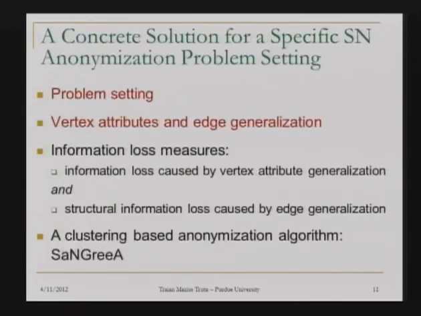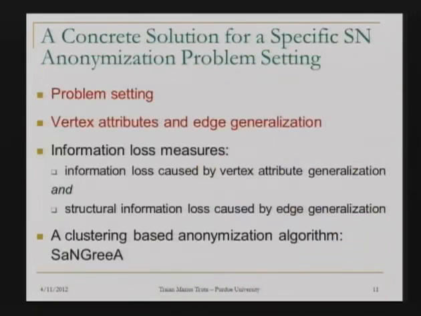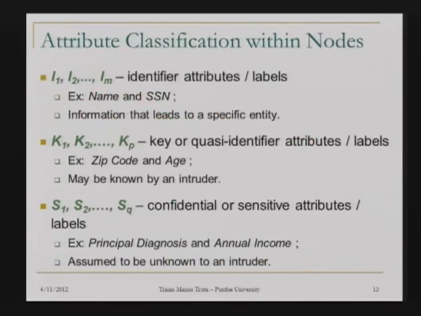And this is exactly the previous example. You see the zip code is modified, age values are also modified, gender values are also modified through methods which are called in general generalization and suppression. And then the last category of attributes are confidential or sensitive attributes, which are, as example, diagnosis and income. Those are assumed to be unknown by an intruder.